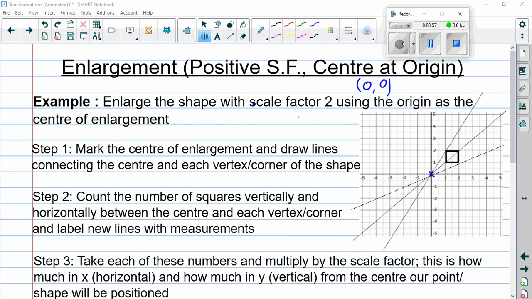I've put some lines on there, so your lines should look similar to that. Now we're going to use those after to check through our work and make sure it's as correct as possible. So now we're going to count the number of squares vertically and horizontally between the center, our X in blue, and each vertex or corner. We don't have to do this with all of our vertices.